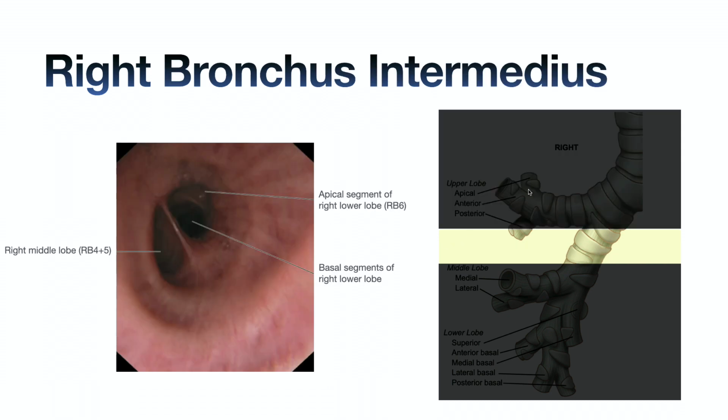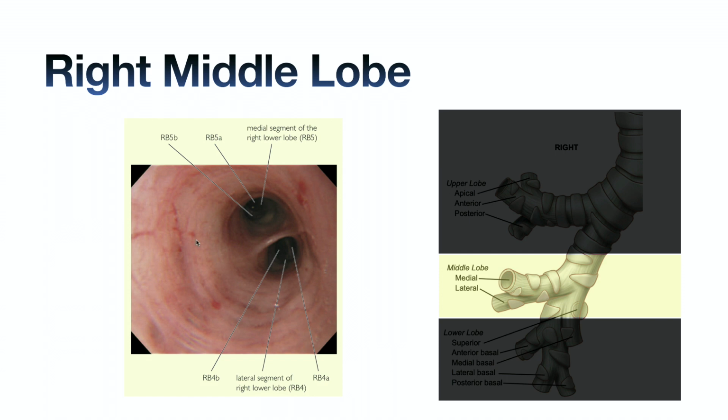Going back a little bit, we'll enter the right bronchus intermedius. From the right bronchus intermedius, we can see the opening for the right middle lobe and the opening for the lower lobe. The right middle lobe is divided into the medial segment and the lateral segment.